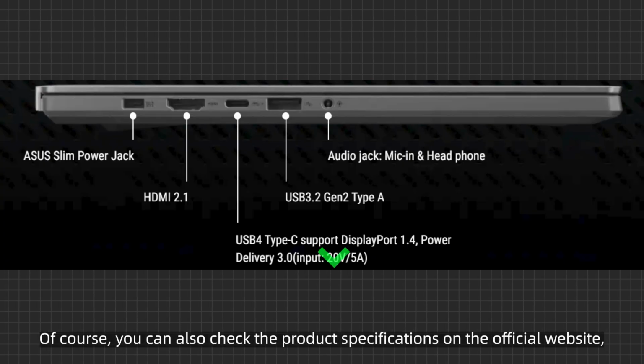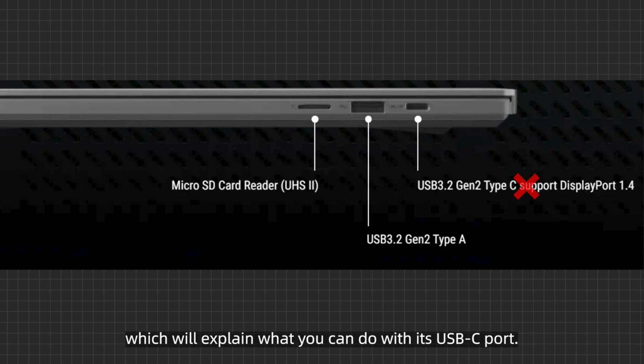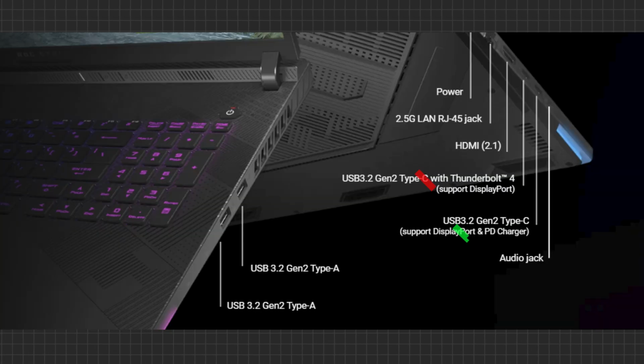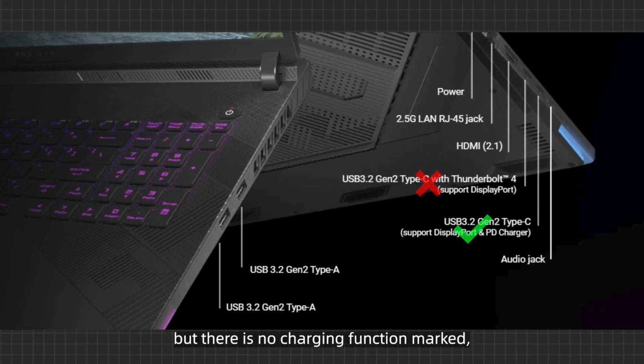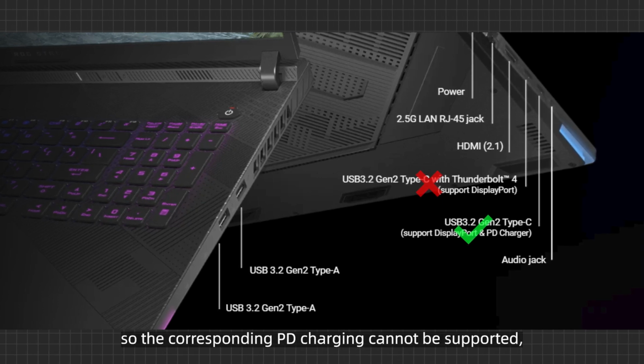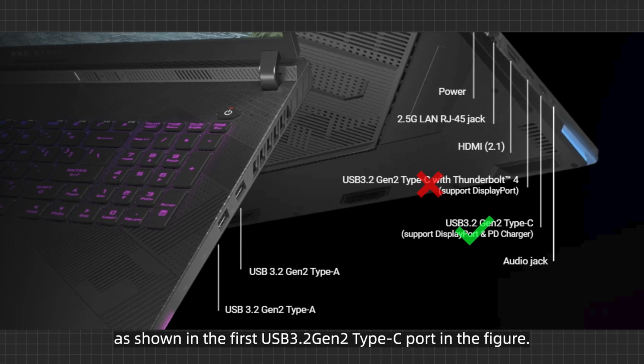Of course, you can also check the product specifications on the official website, which will explain what you can do with its USB-C port. Some ports will also say they support DisplayPort, but there is no charging function marked, so the corresponding PD charging cannot be supported, as shown in the first USB 3.2 Gen 1 Type-C port in the figure. Not recommended for desktop computer users.